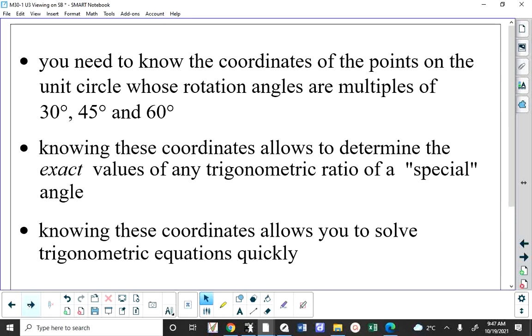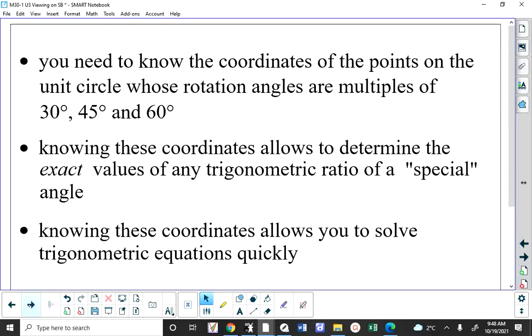In addition to knowing the coordinates, because you're expected to know the exact values of trigonometric ratios, for those of us that solve equations with the unit circle, we know that it makes our lives easier. We can do in 1/5 the time, or maybe even 1/10 the time, what it would take somebody who's not familiar with the unit circle to do when solving an equation. If sine of theta is 1/2, it's pi over 6 and 5 pi over 6.